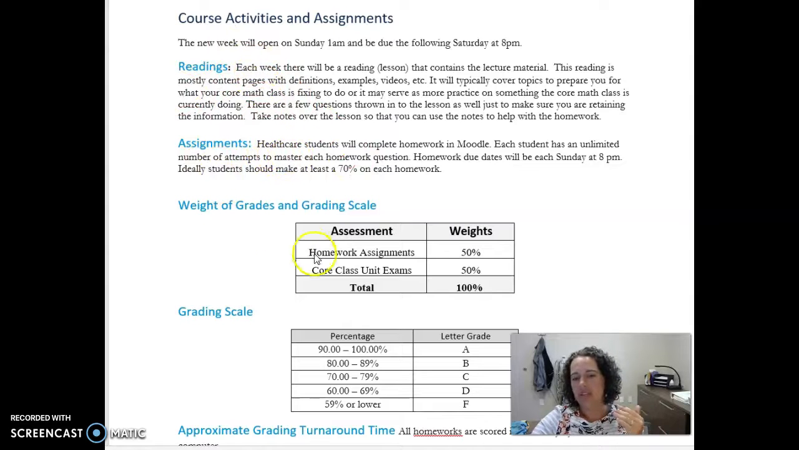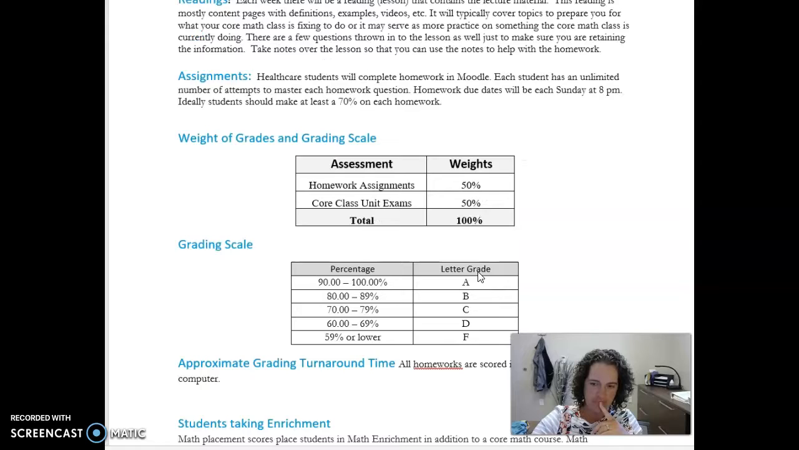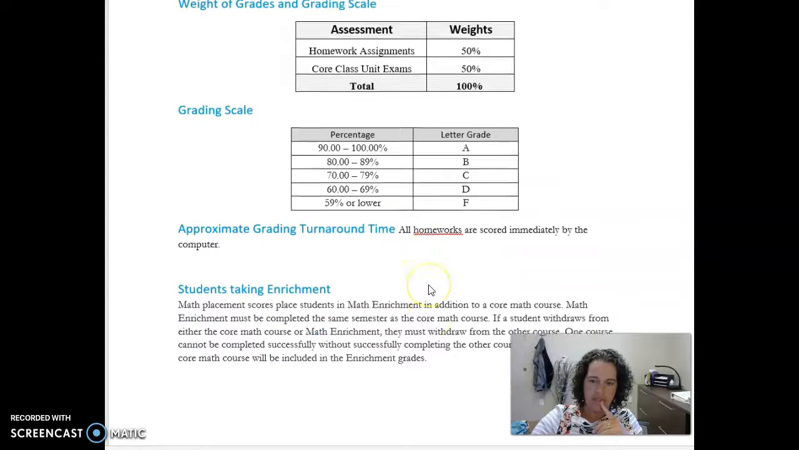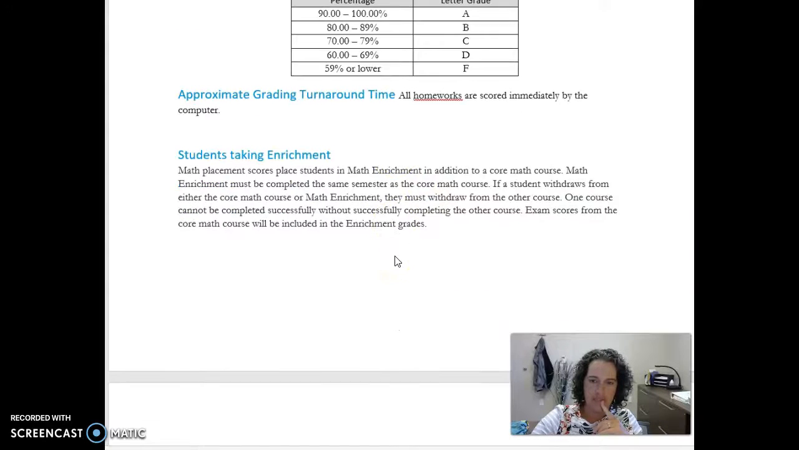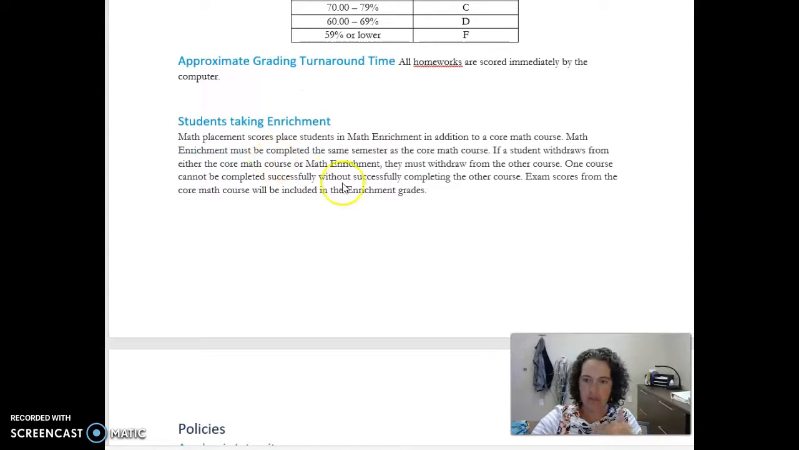Now, the weight of the grades, your homework assignments are going to count for only half of your grade. Your Math for Healthcare unit exams are going to count for the other half of the grade. Okay, the whole purpose of this Math Enrichment class is that it helps you pass the Math for Healthcare class. So those unit exams for Math for Healthcare are going to come into this class as well. All those homeworks are scored instantly. We said if you drop one, you've got to drop the other.